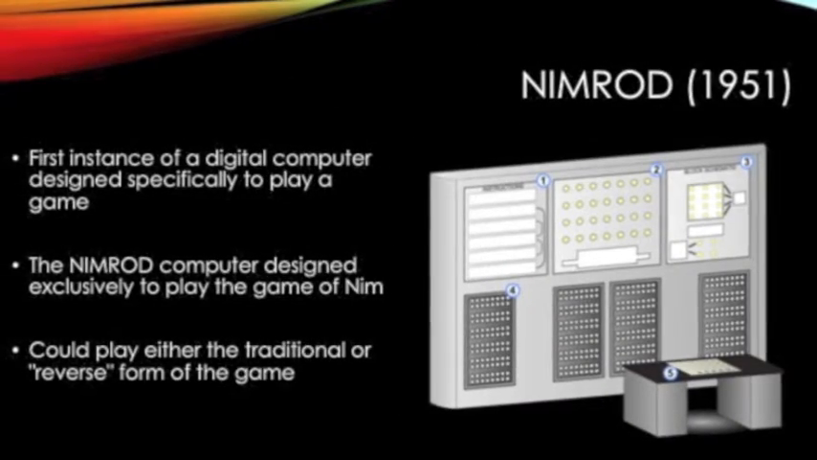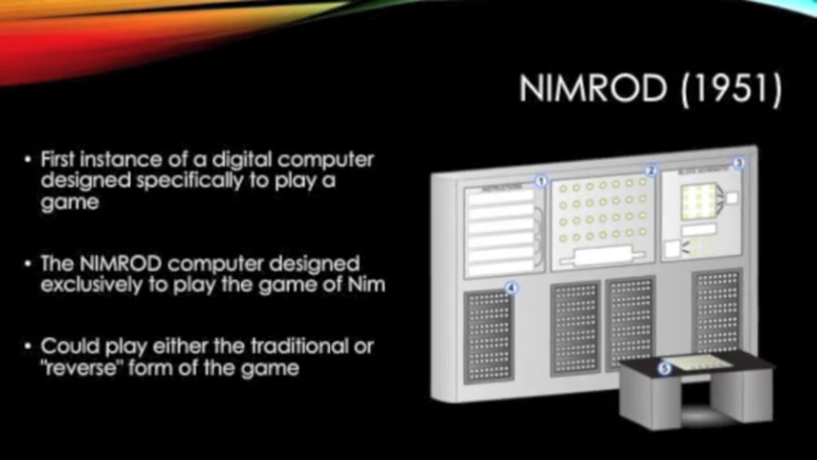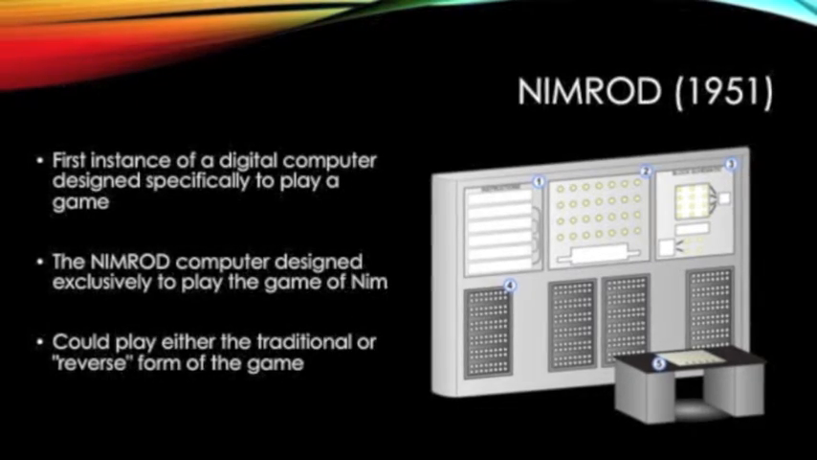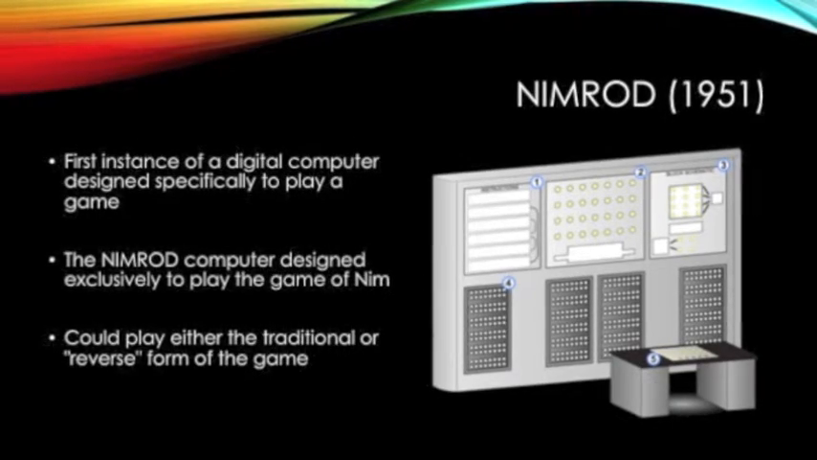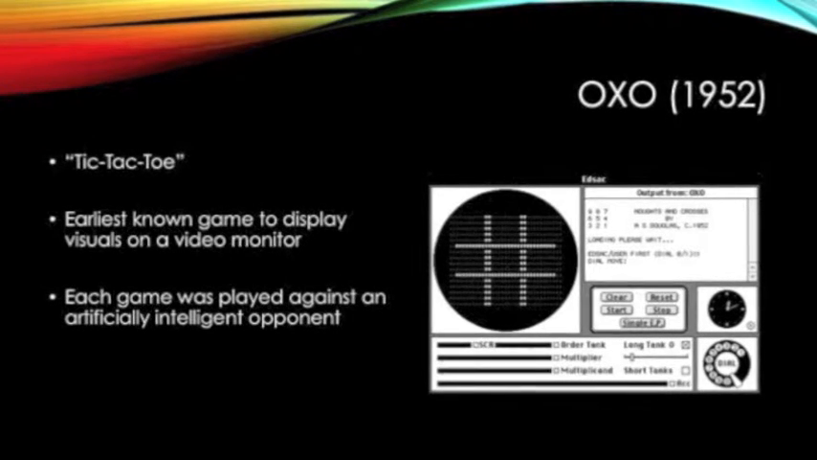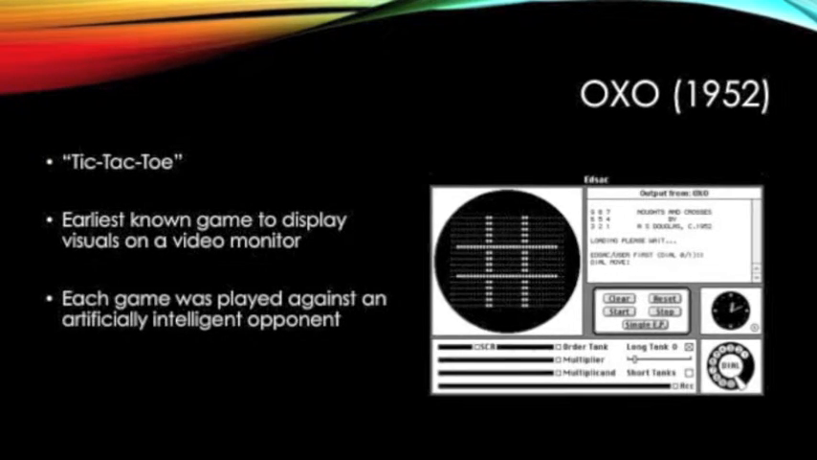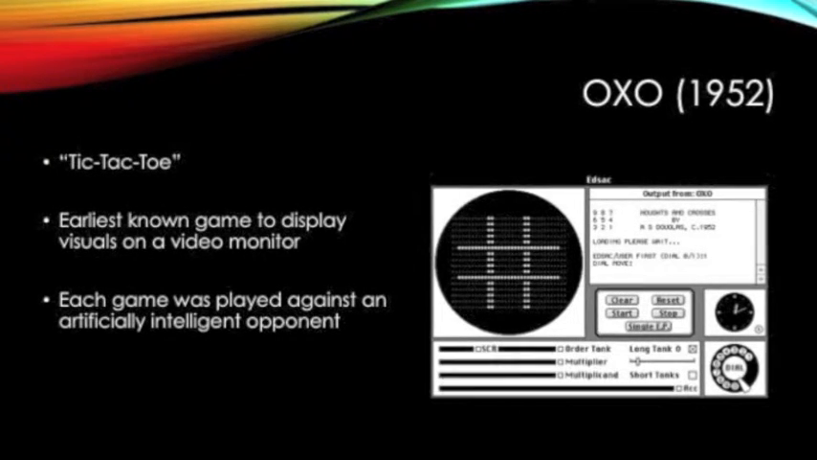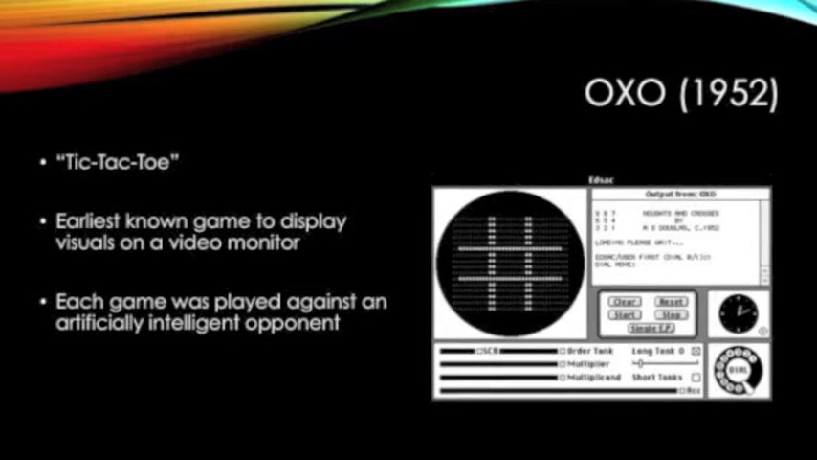In 1951, Nimrod was the first instance of a digital computer designed specifically to play a game. The Nimrod computer was designed exclusively to play the game of Nim. It could play either the traditional or reverse form of the game. In 1952, OXO was the earliest known game to display visuals on a video monitor. It was basically tic-tac-toe. Each game was played against an artificially intelligent opponent. So as a user, you played against the computer in OXO.